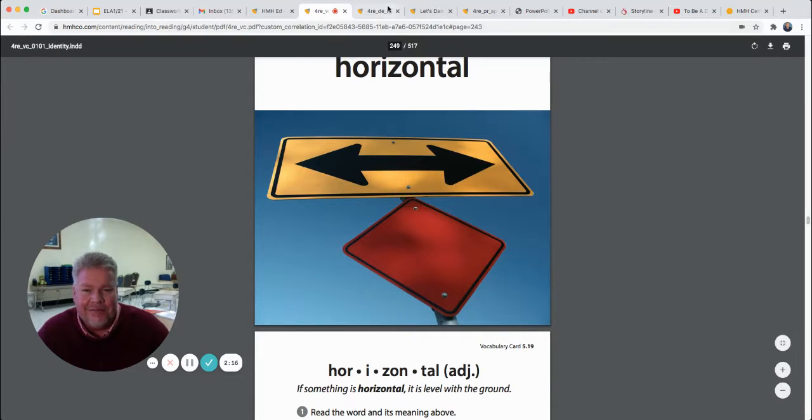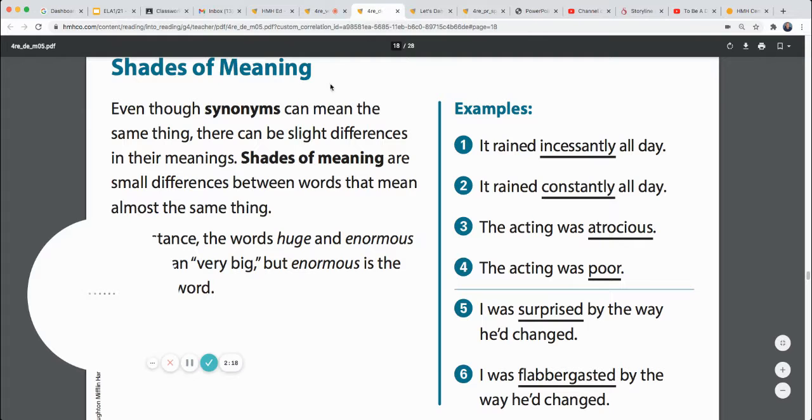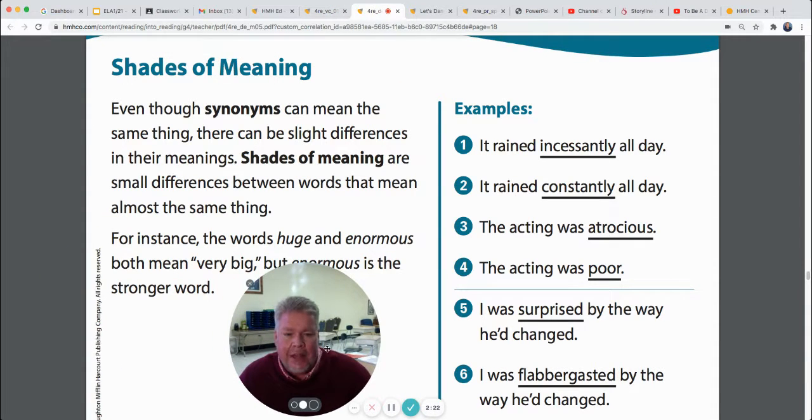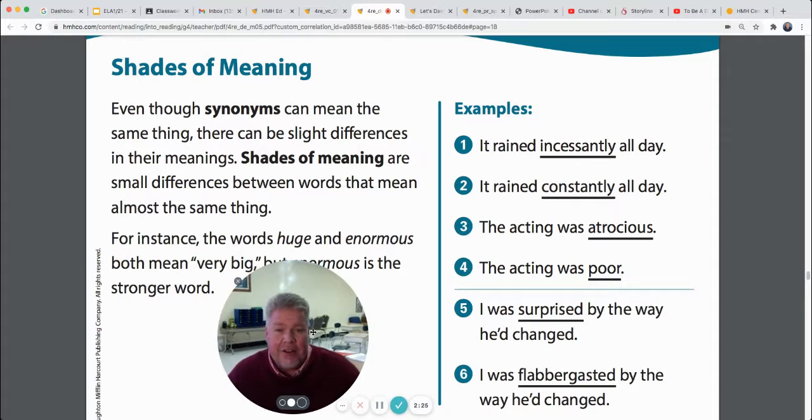Okay. Let's take a quick look again at these shades of meaning. These are some different words than we had the other day. Remember, shades of meaning are synonyms, but one of the two words has a lot stronger feeling than the other one. For instance, the words huge and enormous both mean very big, but enormous is the stronger word. So those are shades of meaning. They're just different levels of meaning, different shades of meaning in words. So let's look at these right here.